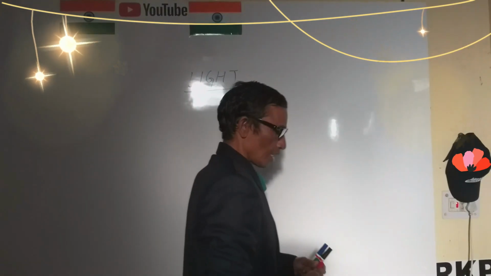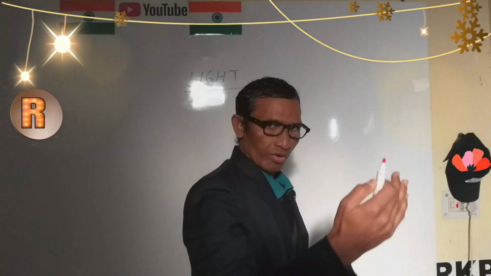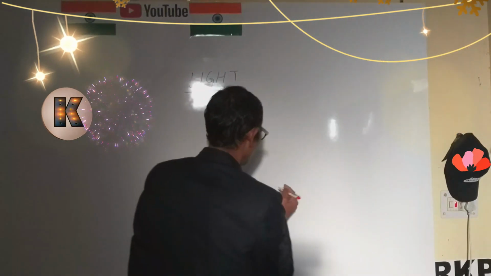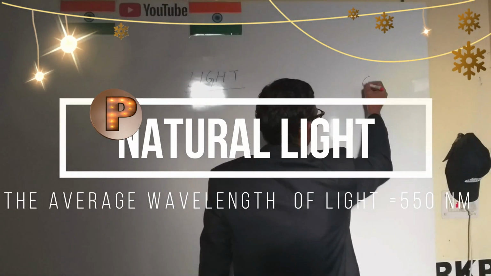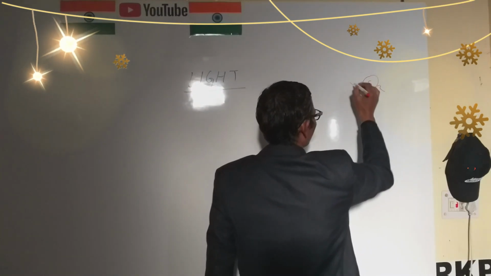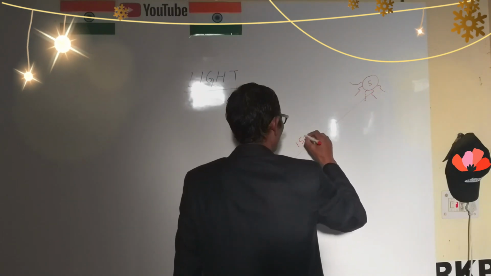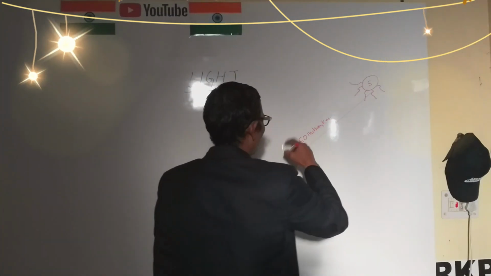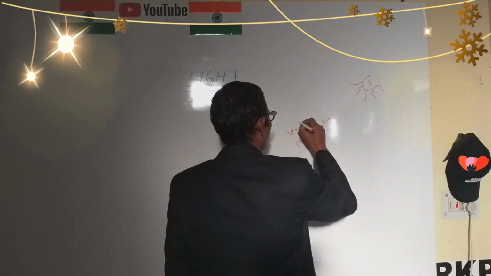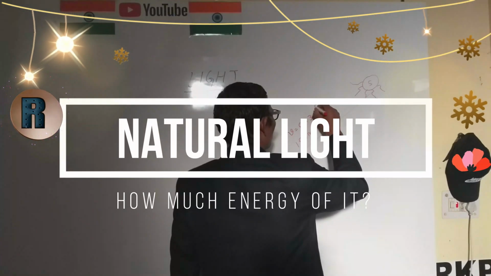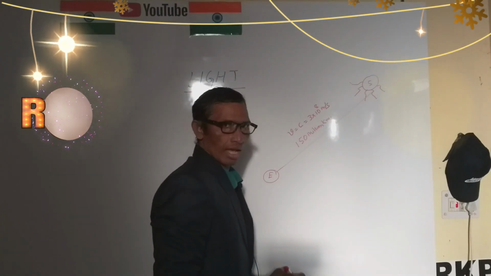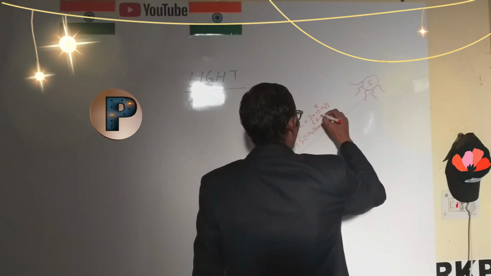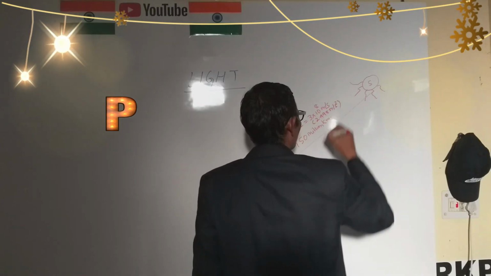This is the sun. The sun is far away from the earth, 150 million kilometers. Here is earth, here is sun, and this is 150 million kilometers, okay? And the speed of light, the velocity of light, is called c, and it is 3 into 10 to the power 8 meter per second. Its exact value we can write as 2.998.